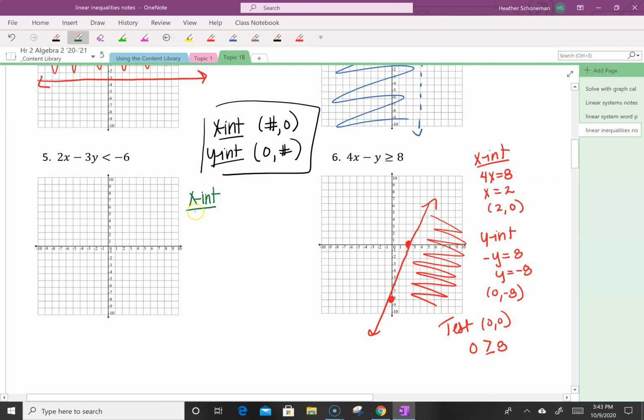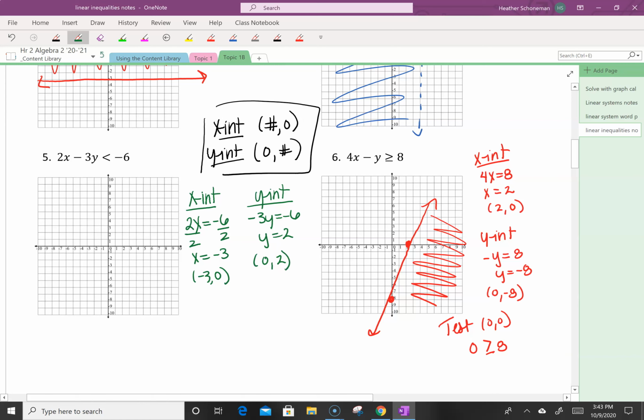When I do that, the y cancels out, and I'm left with 2x, and yes, I'm going to put an equal sign, equals negative 6. When I divide by 2, x equals negative 3. Oops, getting ahead of myself. So my x-intercept is the point negative 3, 0. My y-intercept, on the other hand, is when x equals 0. So when I plug in 0 for x, it cancels out, and I'm left with negative 3y equals negative 6. So y equals 2. So my y-intercept is 0, 2.